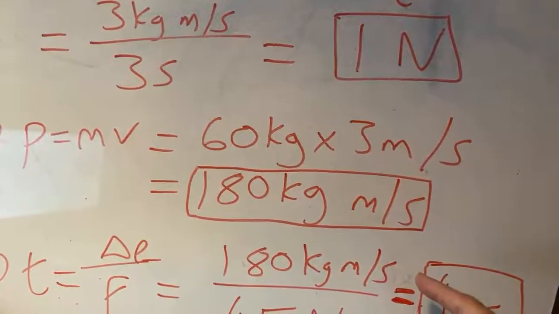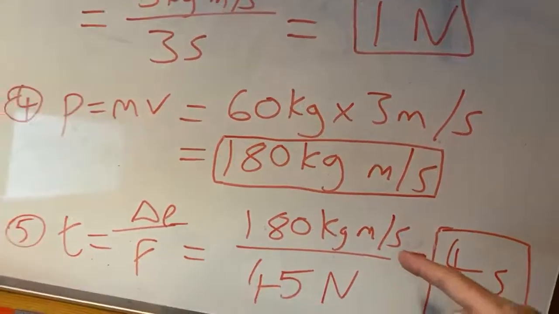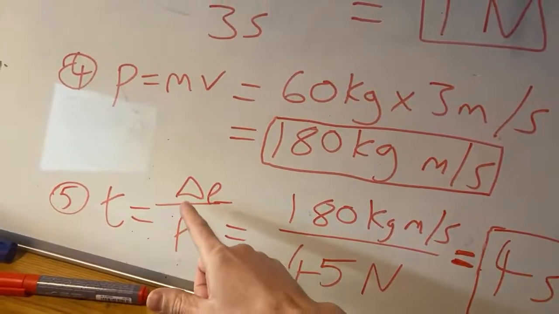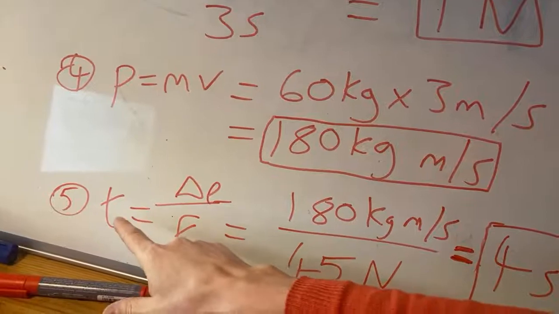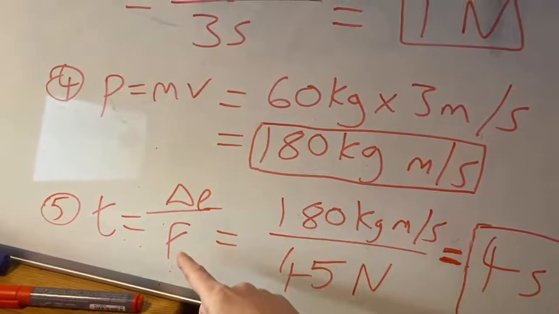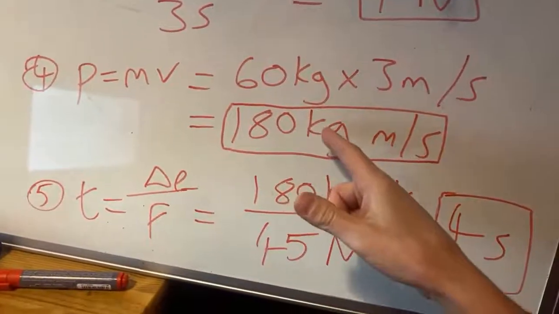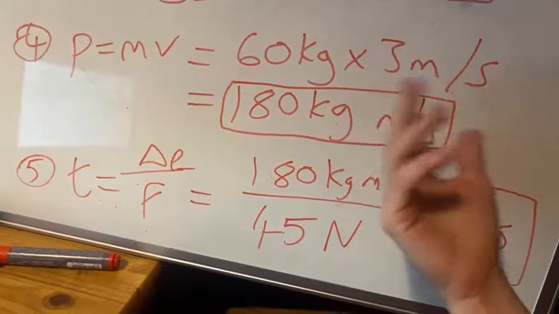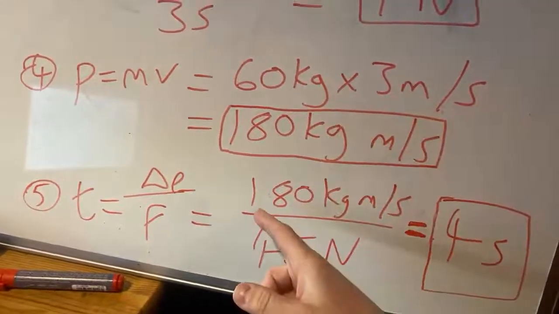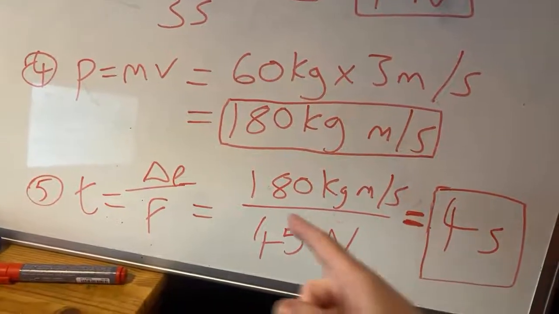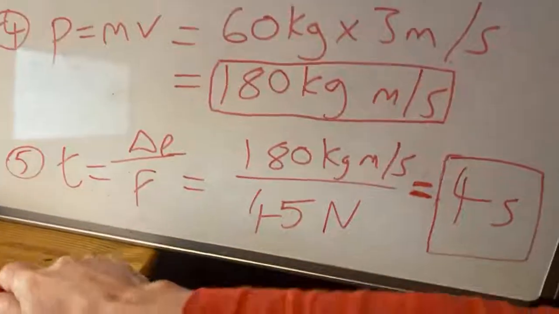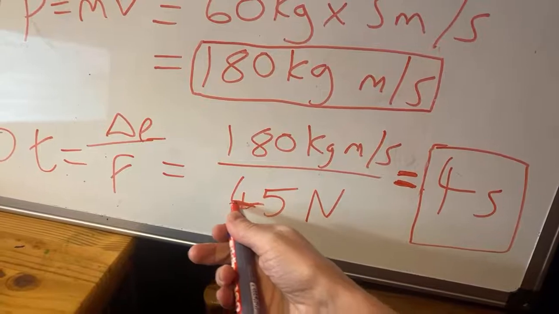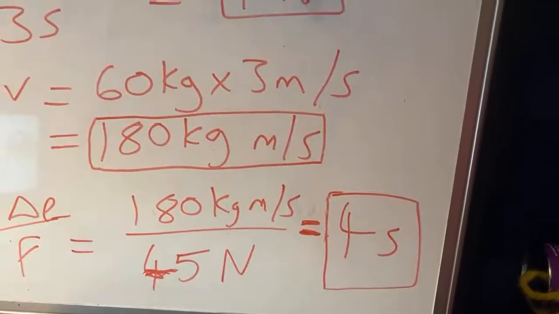And if he splats into a padded wall with a force of 45 newtons, how long does it take him to stop? Again, Ft equals change in momentum. So if you rearrange that, you get t equals change in momentum divided by force. The change in momentum, I haven't bothered to show it actually, but he's stopped, so his momentum has become 0, so it's just the same. 180 kilogram meters per second divided by 45 newtons, which should have given you the answer of 4 seconds.